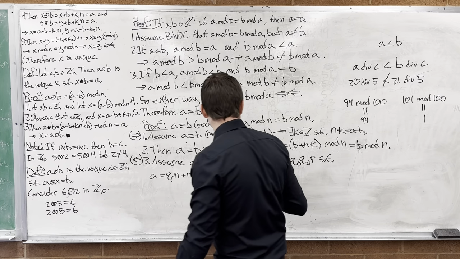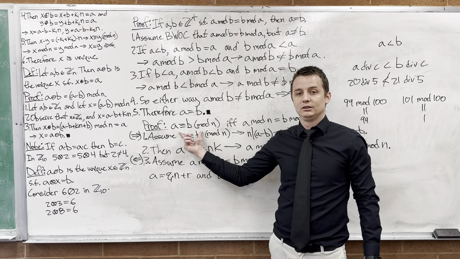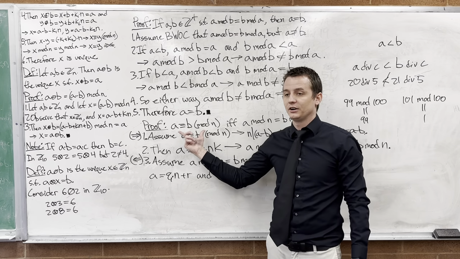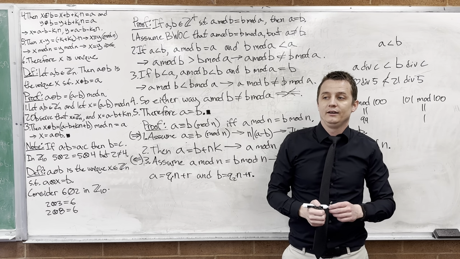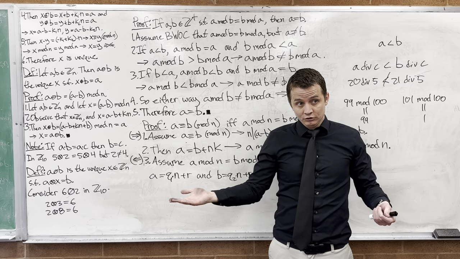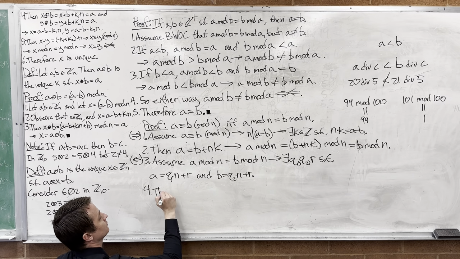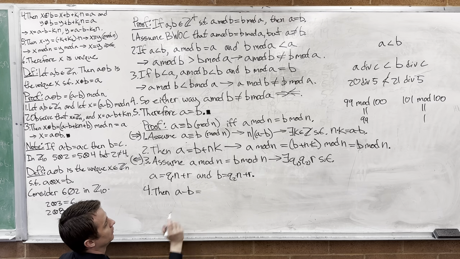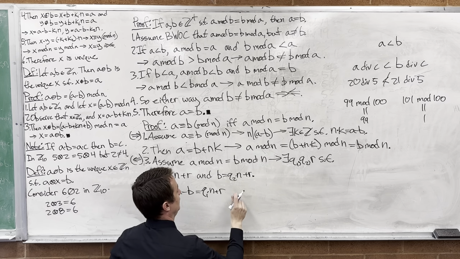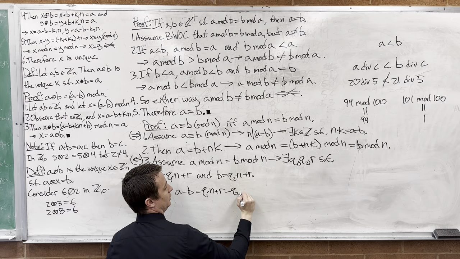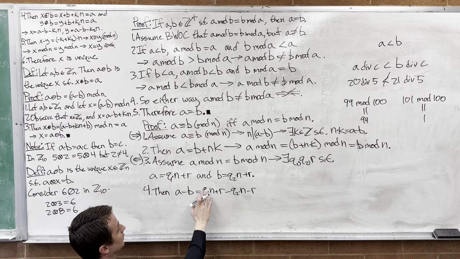What am I trying to show? I'm trying to show this implies this. What does it mean for a to be congruent to b mod n? It means n divides their difference, n divides a minus b. So let's calculate their difference and see if n divides it. Pretty straightforward. Then a minus b is a, which is q1 times n plus r, minus b, which is minus q2 times n minus r, right? We're subtracting it.